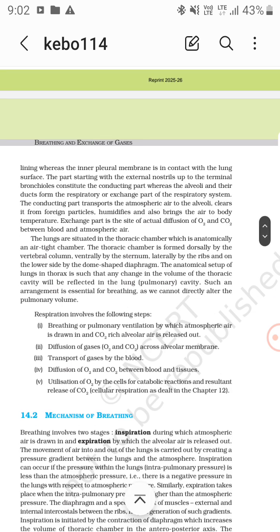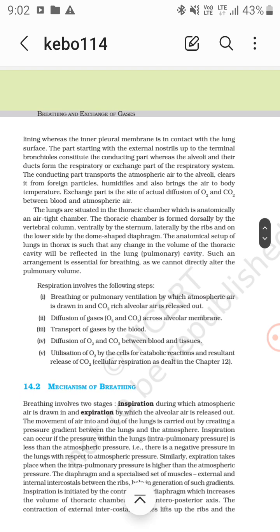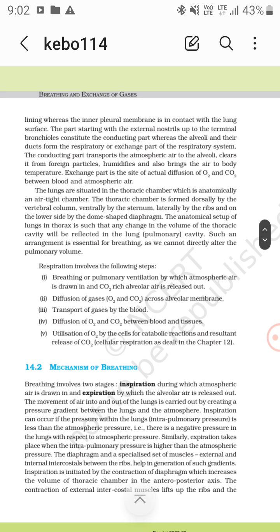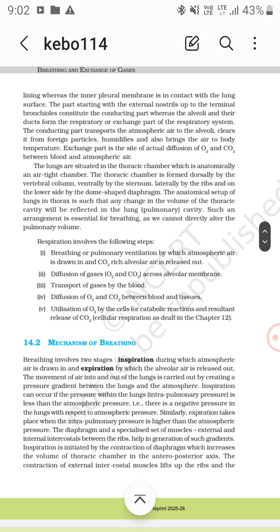Okay. The lungs are situated in the thoracic chamber, which is anatomically an airtight chamber, right? The thoracic chamber is formed dorsally by the vertebral column and ventrally by the sternum, laterally by the ribs and on the lower side by the dome-shaped diaphragm. The anatomical setup of lungs in the thorax is such that any change in the volume of the thoracic cavity will be reflected in the lung, that is pulmonary cavity. Such an arrangement is essential for breathing, as we cannot directly alter the pulmonary volume.